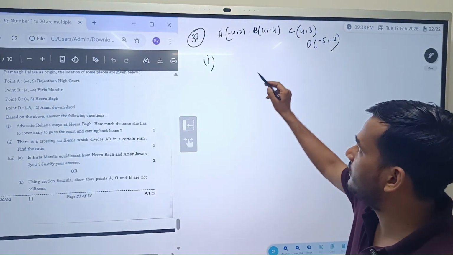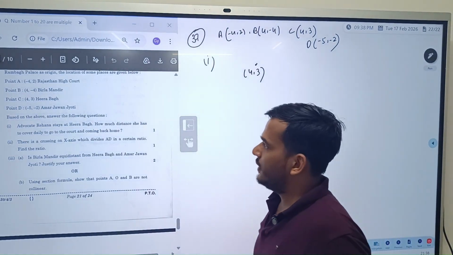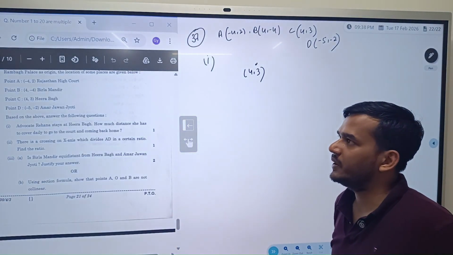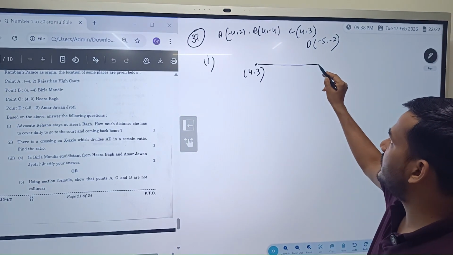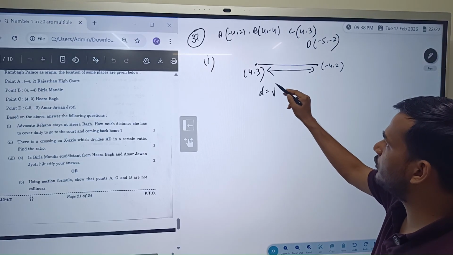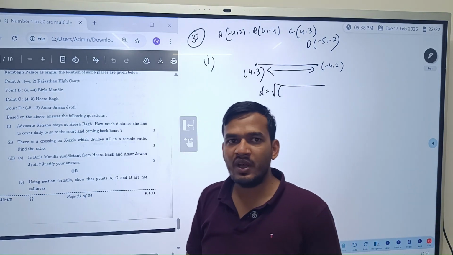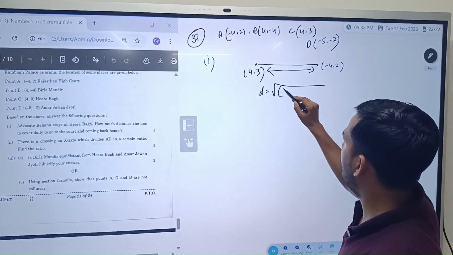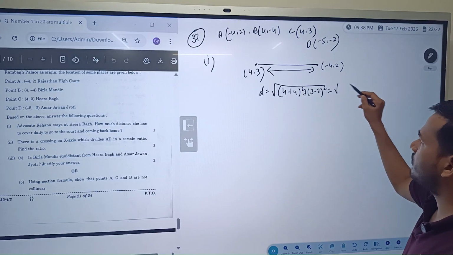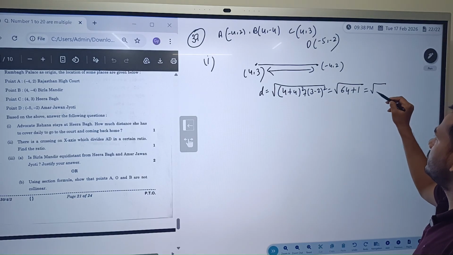Now, advocate Rihanna stays at the Hira Bagh. Hira Bagh is point C. So C is at point 4, 3. How much distance does she have to cover daily to go to the court and come back home? So the court is at -4, 2. So this distance is D equal to the square root of (x2 minus x1) whole square plus (y2 minus y1) whole square. So 4 plus 4 square plus 3 minus 2 square. 8 square, 4 plus 4, 8 square, 64. 3 minus 2, 1. So root 65.